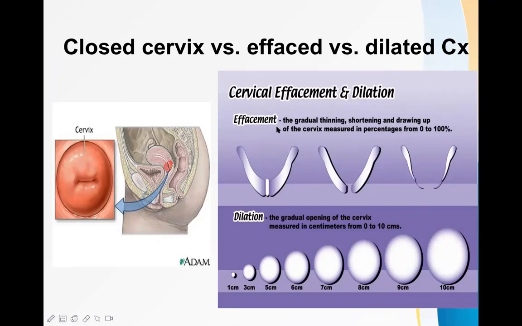This is the meaning of effacement: the gradual thinning, shortening, and drawing up of the cervix, and it is measured in percentage from 0 to 100. See this. In this condition, the cervix is not effaced. It has started to efface, and here it is completely effaced. Look how thin it is. And where is the cervical canal now? It is no more seen here. So this is called effacement.